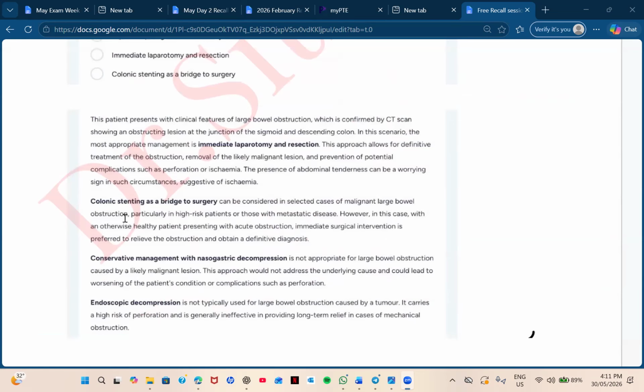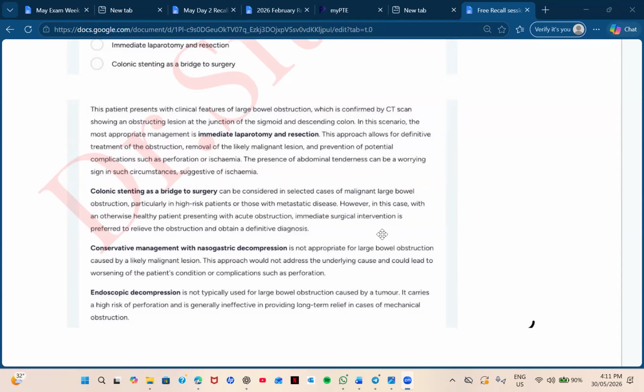Okay, why not colonic stent? It can be considered in selected cases only, right, of malignant large bowel obstruction, particularly in high risk patients, those with metastatic disease. However, in this case, with an otherwise healthy patient presenting with acute obstruction, immediate surgical intervention is the preferred treatment option, right? Is it understandable? Don't worry, I will explain when to go with colonic stenting as well.